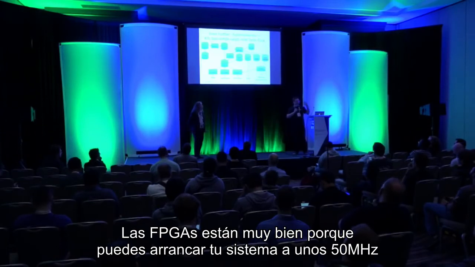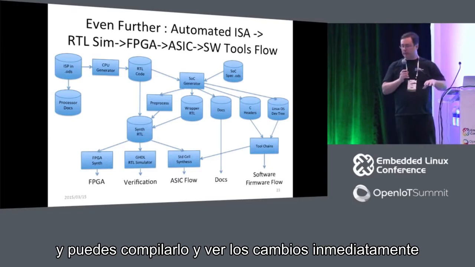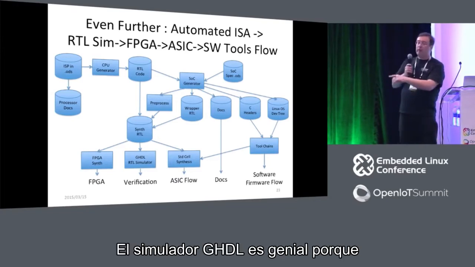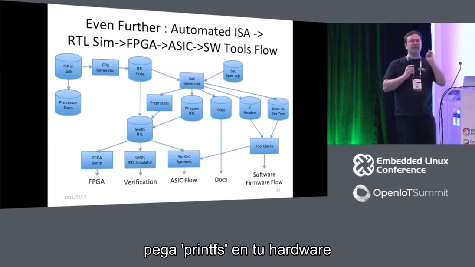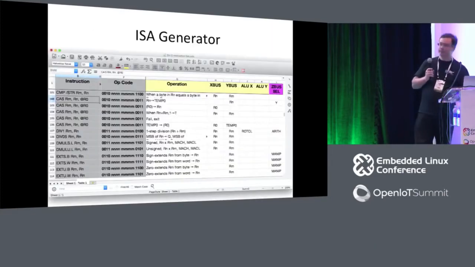FPGAs are great because you can boot your system at about 50 megahertz and build it and see the changes immediately. GHDL, the simulator, is great because you can stick printfs in your hardware, which is awesome for software developers.